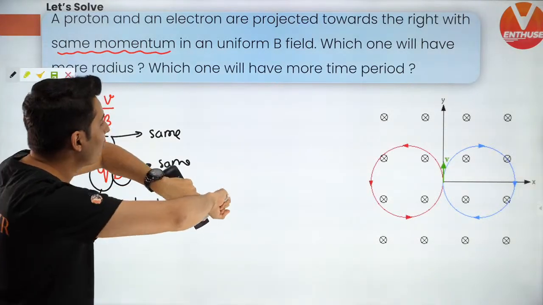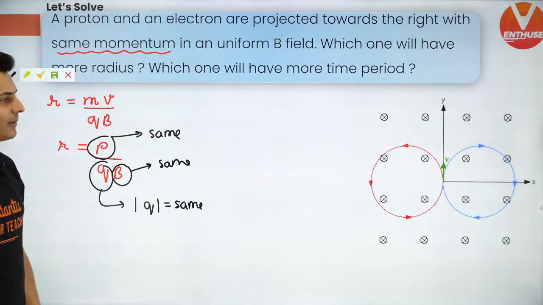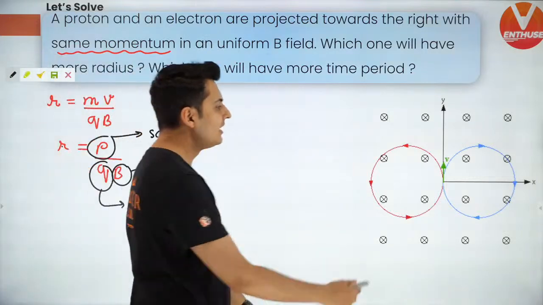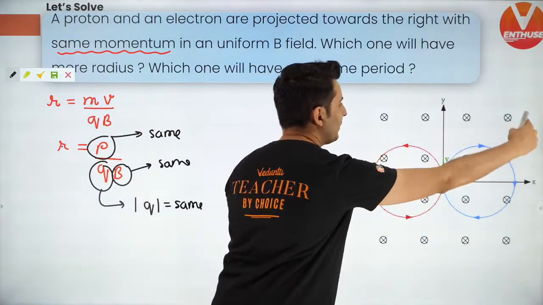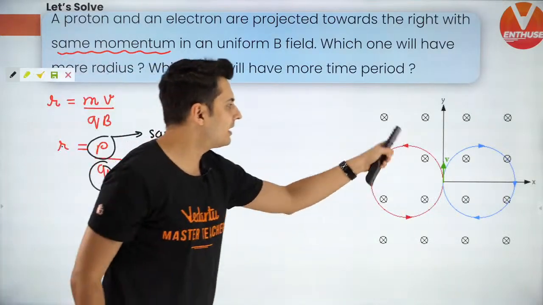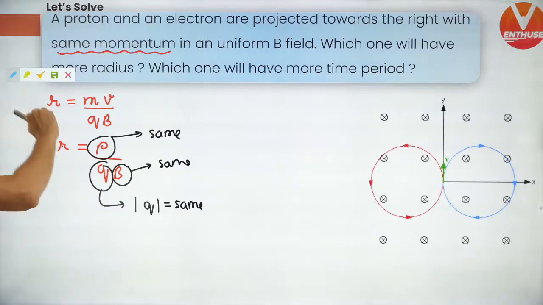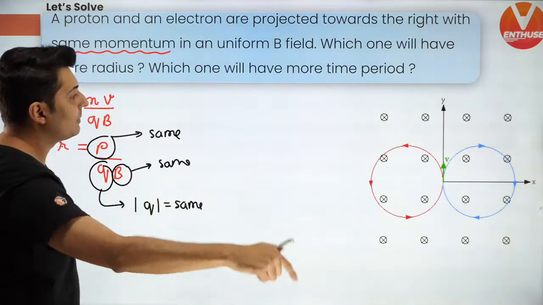That means what? If one will go this way, the other will go that way, just like it is shown over here. Just like it is shown over here, their radii will be same, but both will come meet here and something like that. Okay, the radius will be same, but the directions will be different.